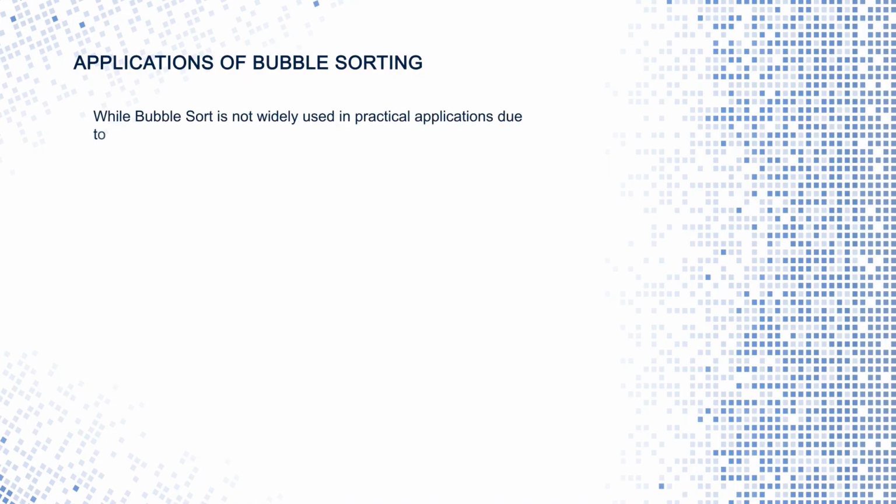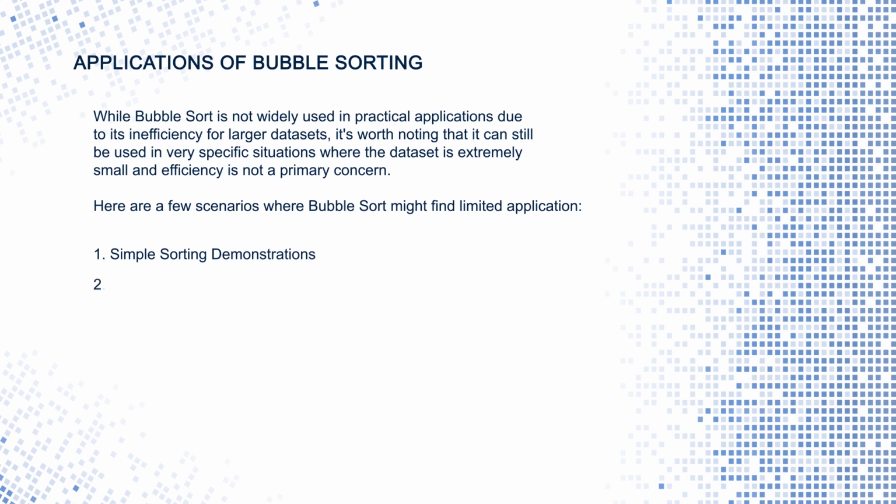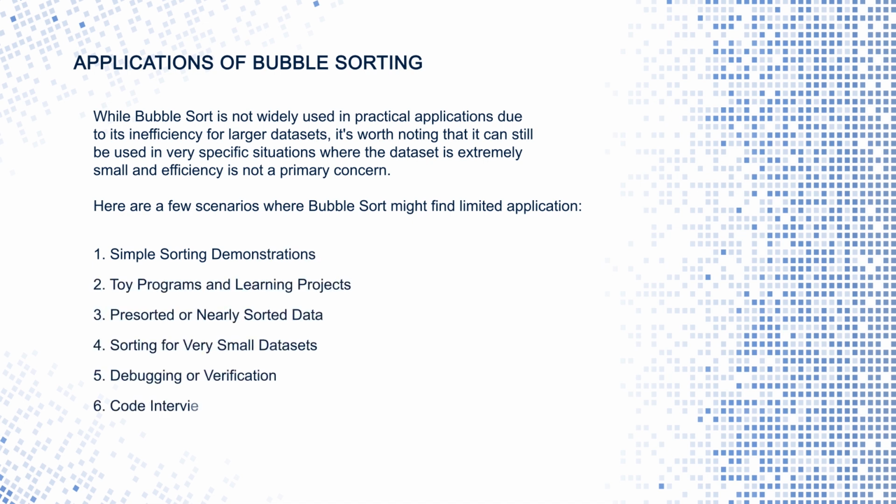Now, we will talk about the applications of bubble sorting. While bubble sort is not widely used in practical applications due to its inefficiency for larger data sets, it is worth noting that it can still be used in very specific situations where the data set is extremely small and efficiency is not a prime concern. Here are a few scenarios where bubble sort might find limited applications.